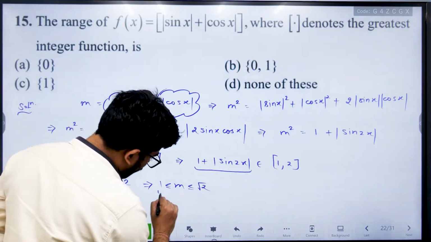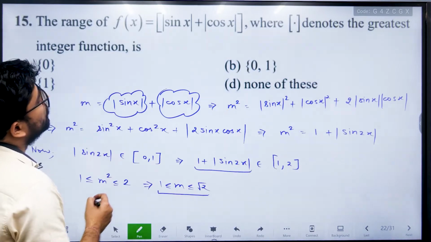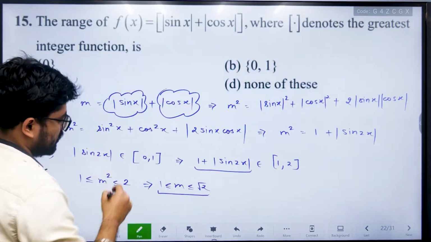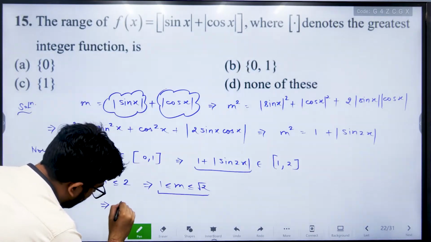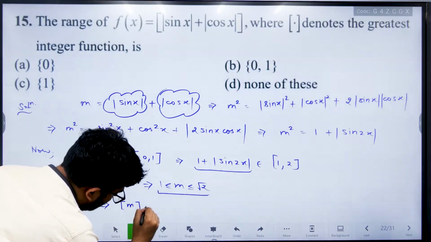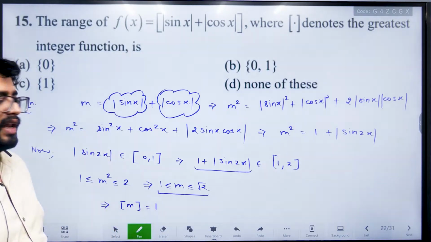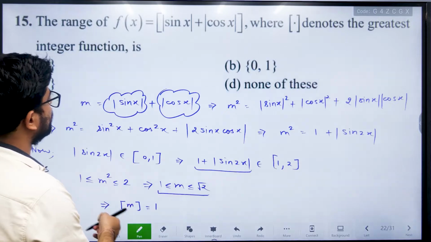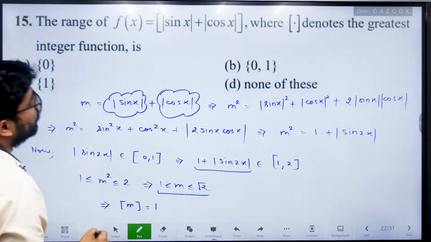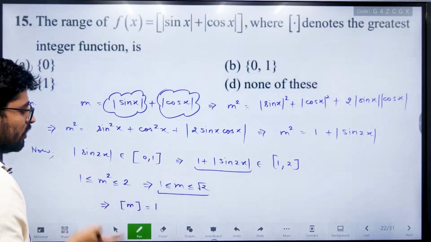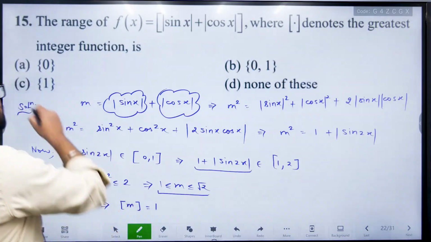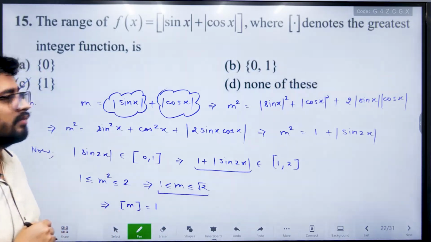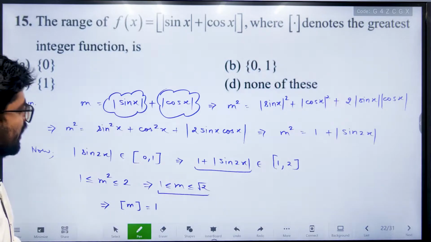So if m is from 1 to root 2, you have to find the greatest integer of this. So the greatest integer of m is 1, only one value. And this greatest integer of m is f(x). So f(x) can take only one value, that is 1. So the final answer is singleton 1. Got it? So C is the final answer.